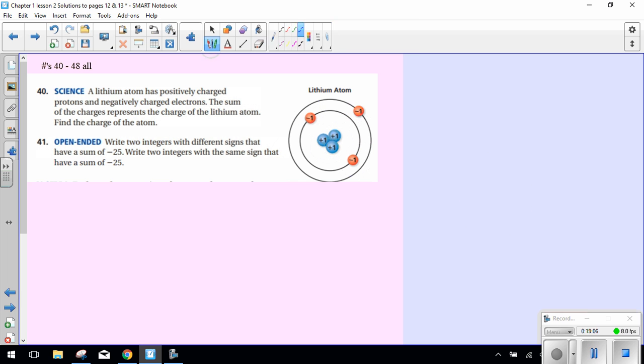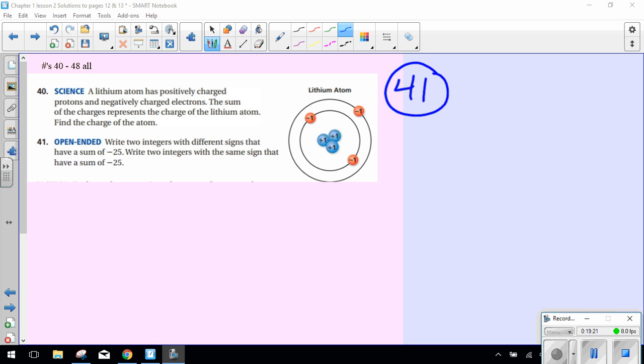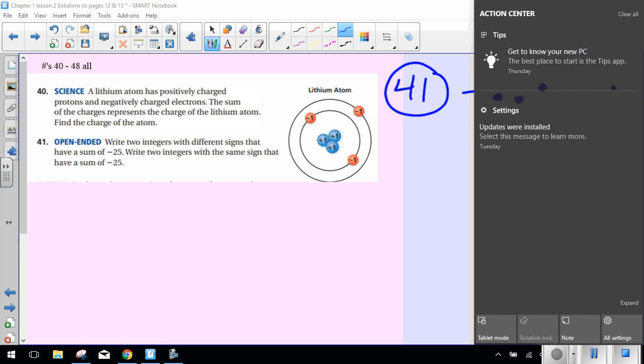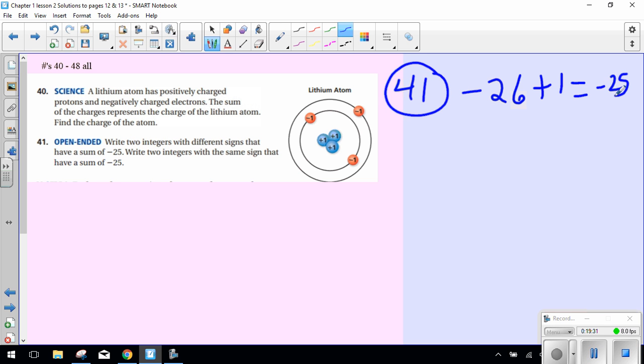Okay, for 41, write 2 integers with different signs that have the sum of negative 25, and write 2 integers with the same signs that have a sum of negative 25. Okay, one example would be negative 26 plus 1 to equal negative 25. And another example would be with the same signs, negative 24 plus negative 1 equals negative 25.